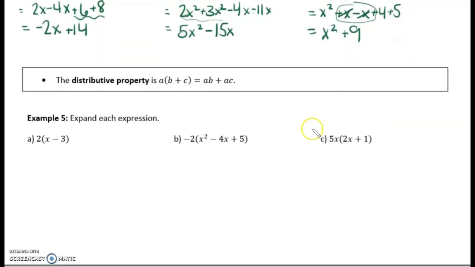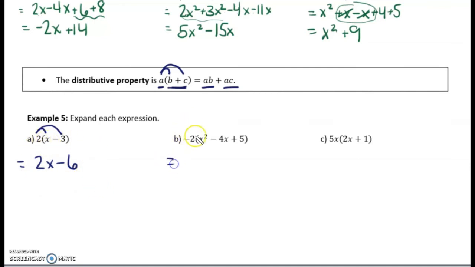Okay, scrolling down, distributive property. So distributive property is when we have a monomial and a binomial. And this monomial gets multiplied by b, giving us ab, and it gets multiplied by c, giving us ac. Okay, so let's go ahead and expand for example 5. 2 times x is 2x. 2 times negative 3 is negative 6. And that's how we expand 2 times x minus 3.